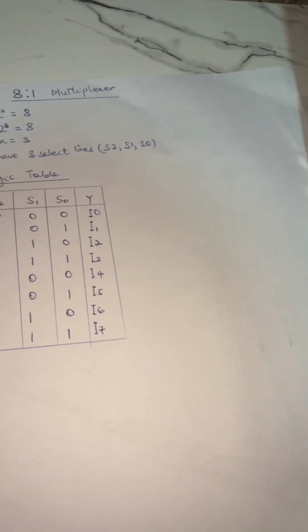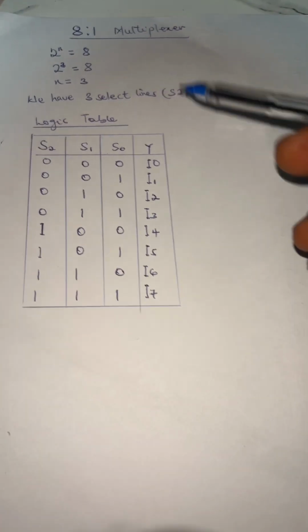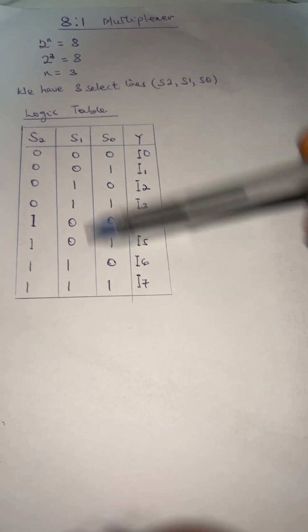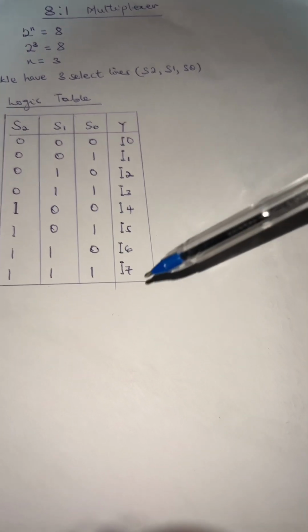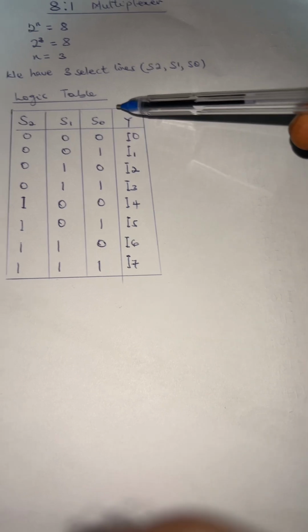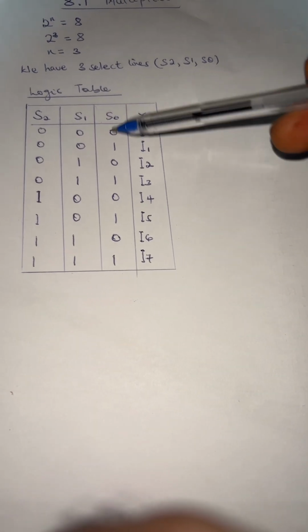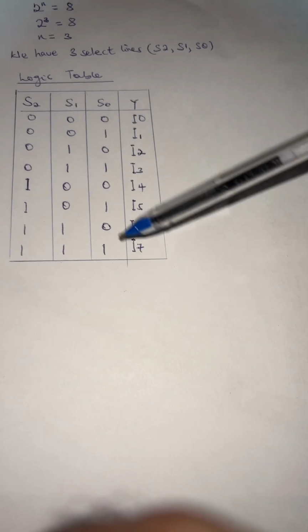This is our logic table, our 8 to 1 logic table. Somebody may ask why this table has already been drawn. It's not any big issue. It's just reading in base 2.